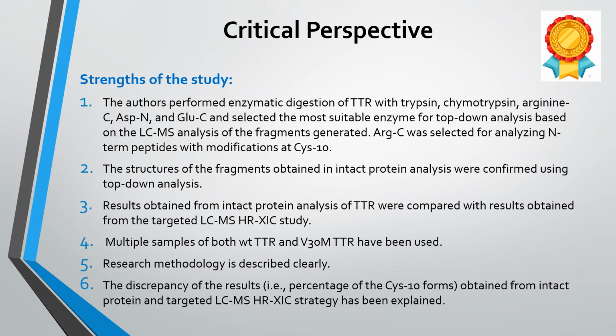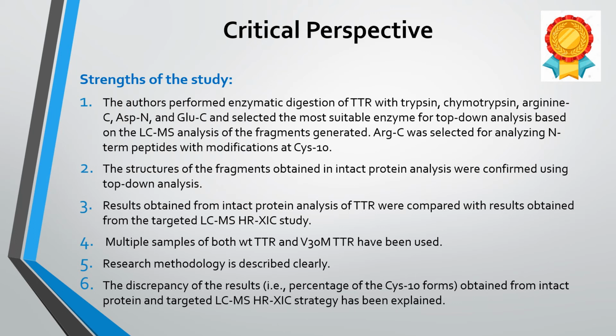Anyhow, the study has aspects that can be appreciated, and at the same time it has certain limitations. First, the authors have carefully selected the enzyme for TTR digestion used in the targeted LCMS high-resolution extracted ion approach, based on the LCMS results obtained from the enzymatic digestion of TTR using different proteases. Among the different enzymes tested, arginine was chosen for analyzing the N-terminal peptide with the modification at cysteine since it provided the desired fragments and MS signal intensities.